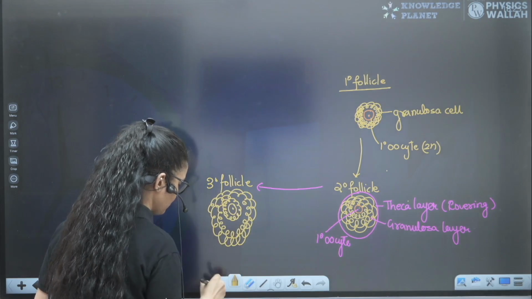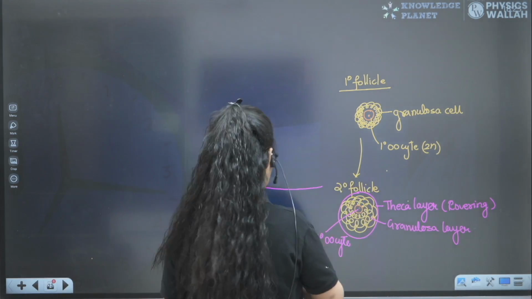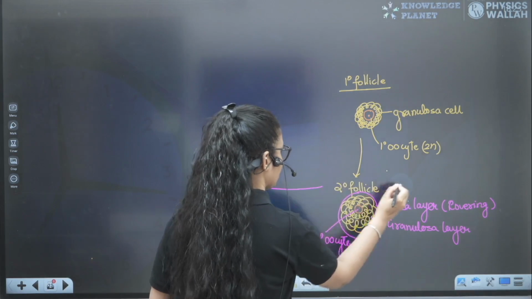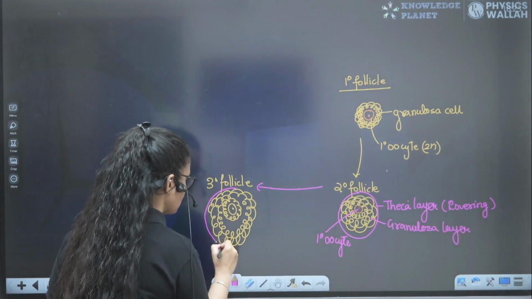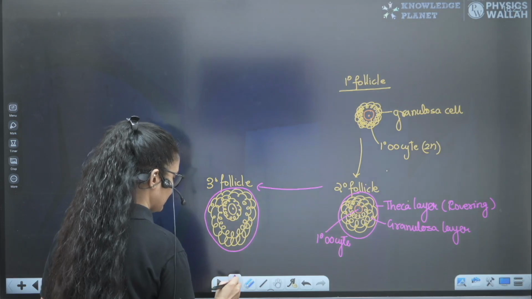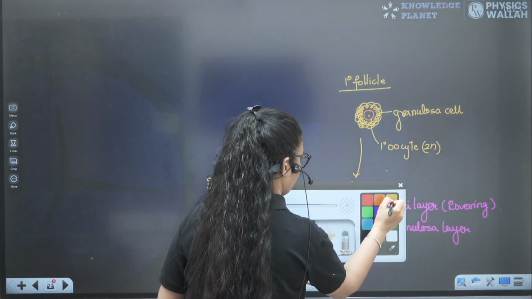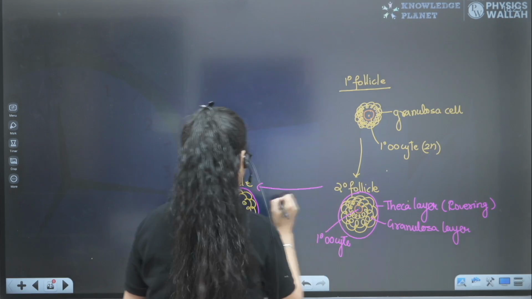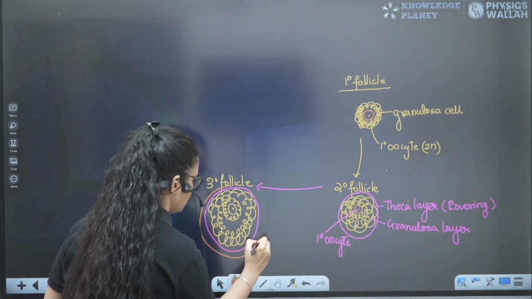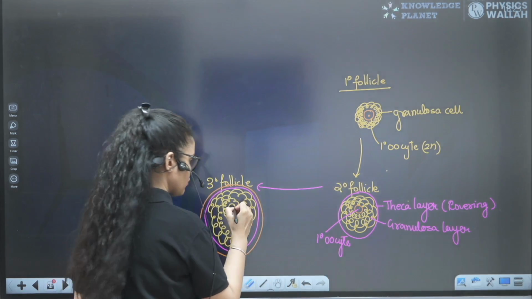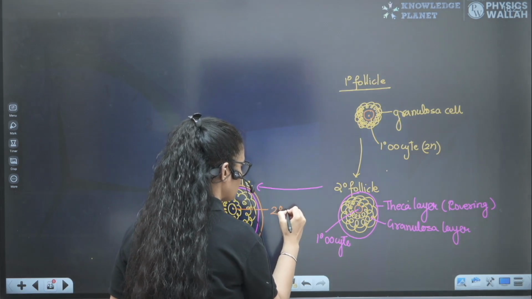And the theca layer will differentiate into 2 layers, theca externa and theca interna, right? So the theca layer differentiates into 2 layers, theca externa and theca interna. So let's see. This way. So this is the secondary oocyte.